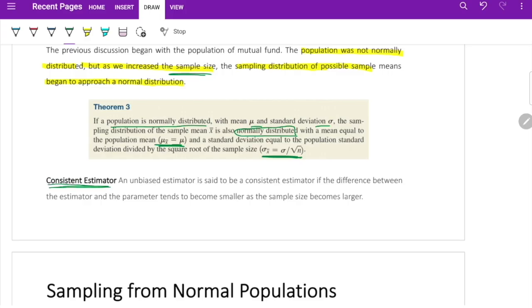This is a consistent estimator, which is an unbiased estimator, because the difference between the estimator and the parameter tends to become smaller and smaller as the sample size becomes larger and larger. These become equal as the sample size increases. And again, watch the previous video to understand what we are talking about here.